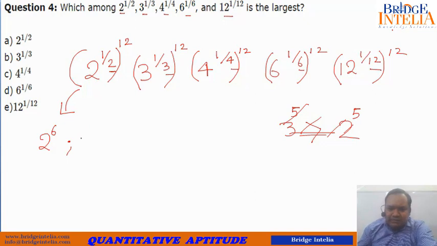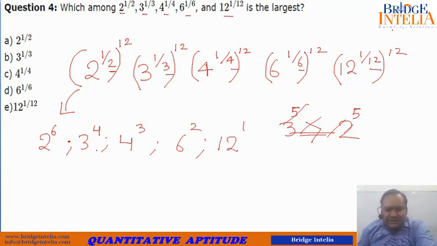Similarly, 3 to the power 4, 4 to the power 3, 6 to the power 2 and 12 to the power 1. Now these are such numbers that you can easily compute them. You don't have to go for lengthy calculations. You can actually compute their values. So what is 2 to the power 6? 2 to the power 6 is actually 64. So you can compare these numbers as well.